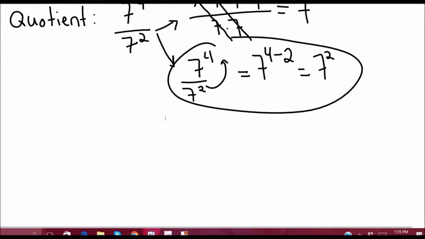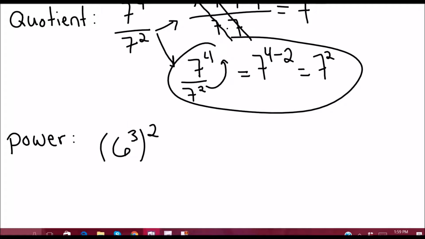Okay, and then the next property is going to be our power property. And this is the last one we're going to go over before we get to some examples. So this is where we have some number raised to an exponent in parentheses and then raised to another exponent. So let's say we have 6 cubed and then all of that squared. So basically we can just multiply the 3 by the 2, which equals 6 to the 3 times 2, which equals 6 to the 6th.